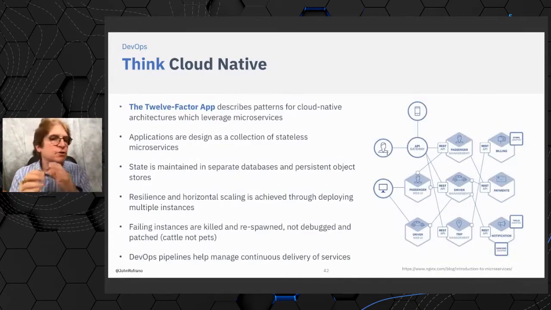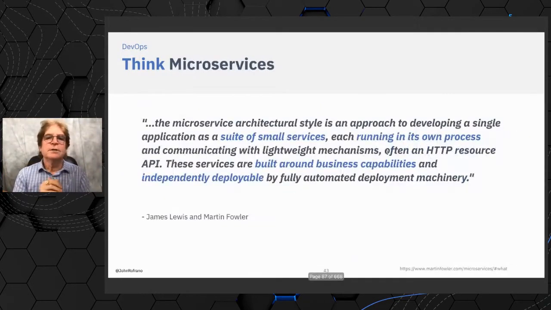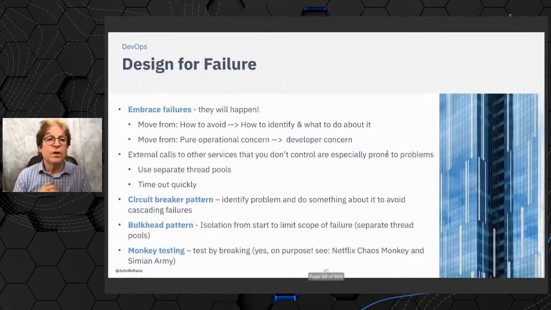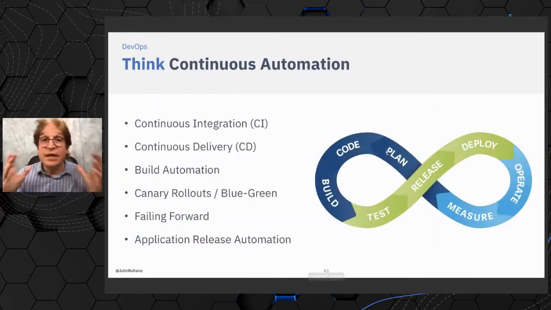Thinking cloud native, microservices, 12-factor. I'm going to do a whole talk on this. Microservices are creating these small services that are communicating via REST APIs, each with their own bounded context. Since failure is inevitable, you've got to architect your software to be resistant and to scale horizontally. So you've got to design for failure. I'm going to talk a little more about this later, but doing things like creating circuit breaker patterns and bulkhead patterns.